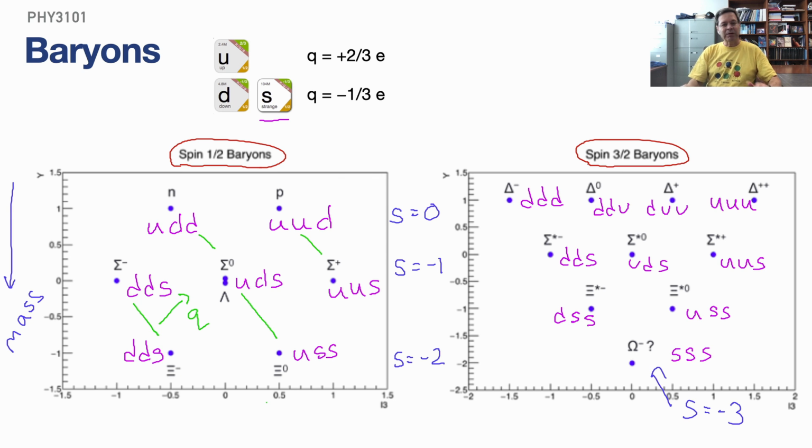Okay, that was the baryons, where you combine 3 quarks. Let's talk about the mesons.